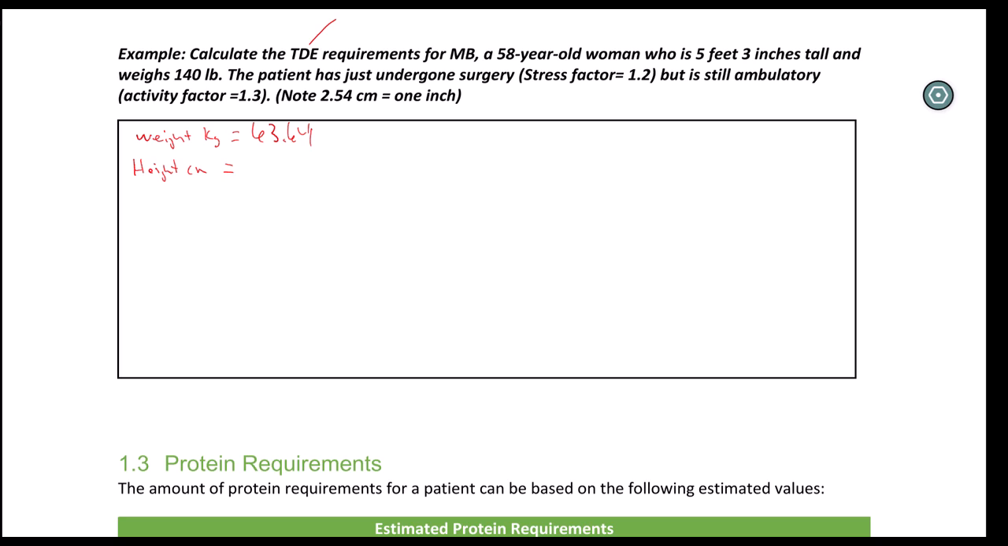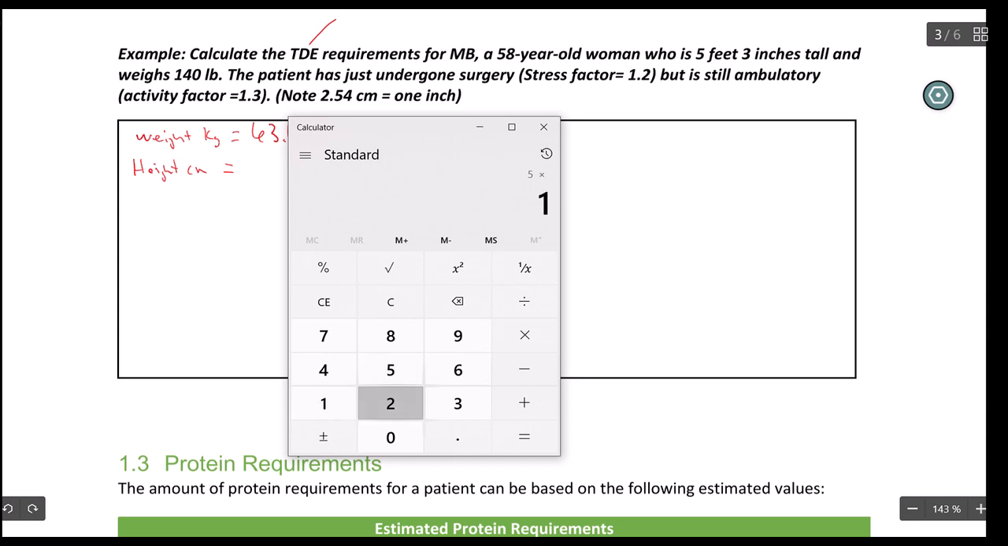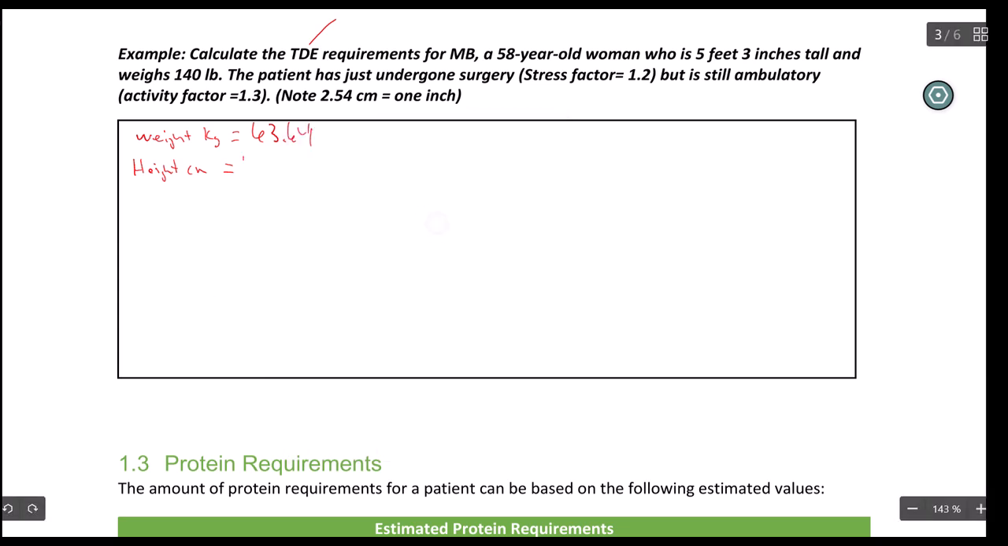How do we get that into centimeters? All right, so we're going to do our 5 feet times 12, which is the number of inches in 5 feet, plus the 3 inches, 63 inches. Every inch is 2.54 centimeters, so I'm going to multiply by 2.54. I get 160.02. So 160.02 is the height of the patient in centimeters. And we need age in years. The age of the person is 58.